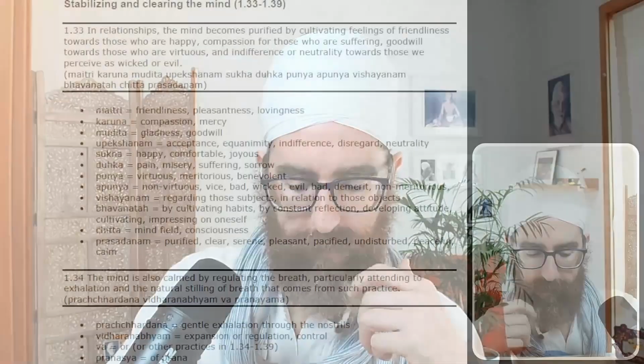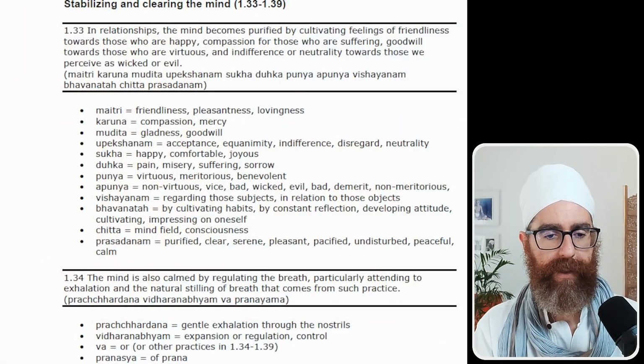So all these four things, this is the attitude that Patanjali is recommending to us when we are in relationship to the outside world. Yeah, not in a couple. I'm saying in relationships. Let's go into 1.34.